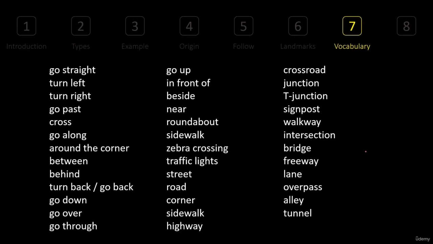What I want you to do is stop here, copy all of them and see how they're used. If you don't want to do this, there's also a vocabulary course created which we have provided to you. You can look into it and all of them are explained in detail. Okay, see: go straight, turn left, go past, that means we go across, go along with something, around the corner, between, behind, turn back, go back, same way. Now, what I mean by this, I'll give you an example, okay?